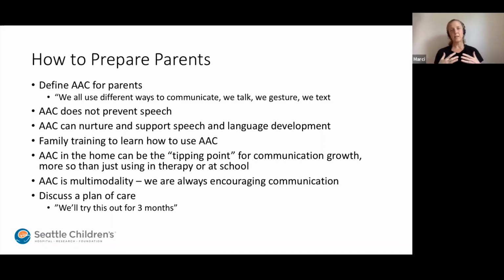So as a therapist, if I figured out a way that something works with an AAC system, the next thing I'm going to do is figure out a way to get it into the home. We want to remind families that AAC is multimodality. We are always encouraging multiple forms of communication, that we're never stopping trying speech or a little bit of sign language or the picture symbols. We're doing all of it. And then I come back to, again, we're always talking about a plan of care. We're going to try this out for 3 months in short-term therapy, and then we're going to revisit, we're going to talk about it. Did it work? Did it not work?